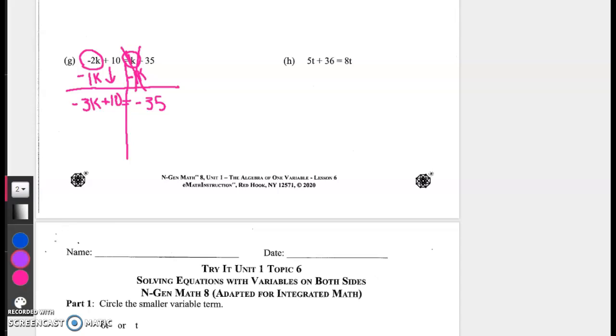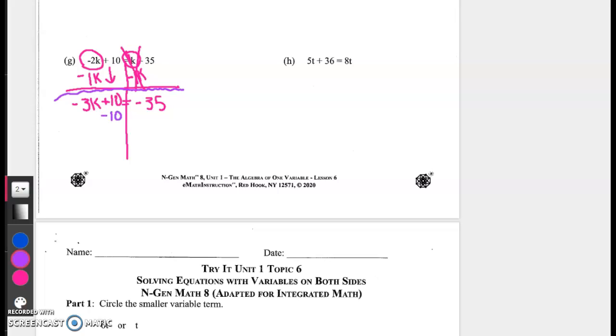Okay, so I'm not going to focus on anything above my purple line now, because I'm done with that. So now, again, I'm going to go to the side that my variable's on, which is the left-hand side. I'm going to get rid of the plain number piece, or term. So I'm going to get rid of this positive 10. To get rid of that plus 10, I'm going to do minus 10.